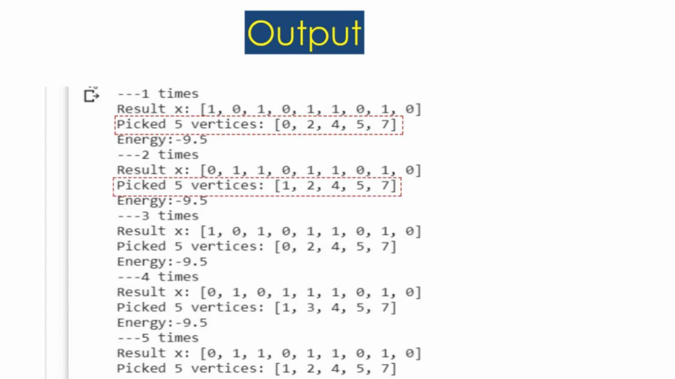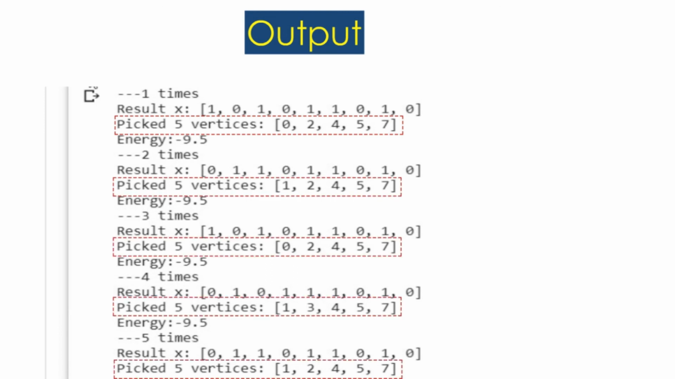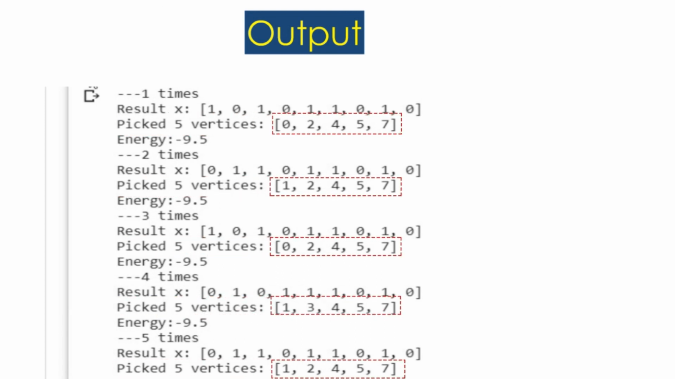From the result, we can see how many vertices have been selected each time and therefore, we can conclude that the minimum vertex cover of the undirected graph is 5 that will cover all the edges.